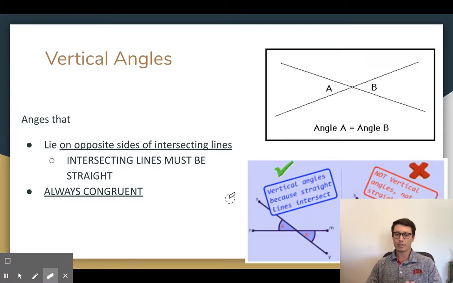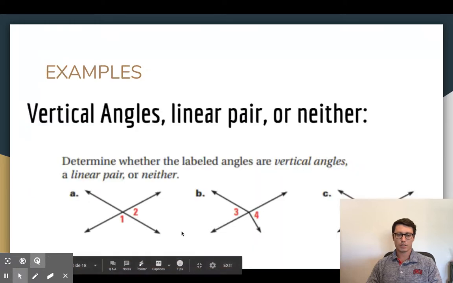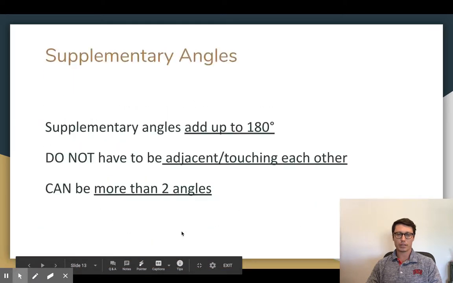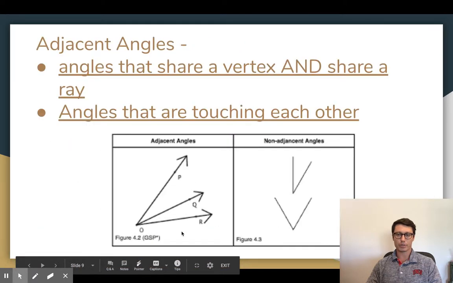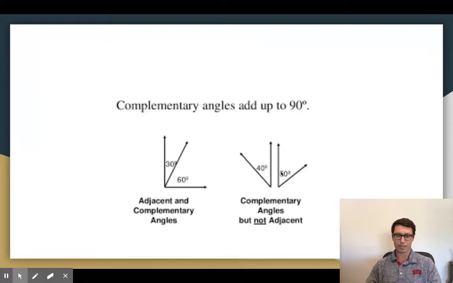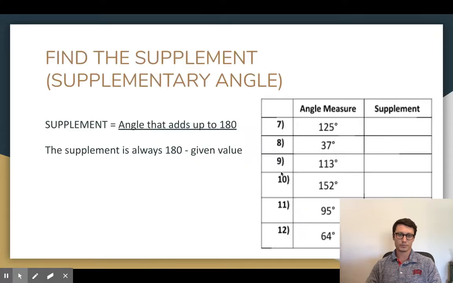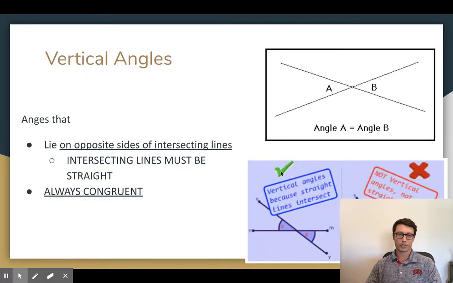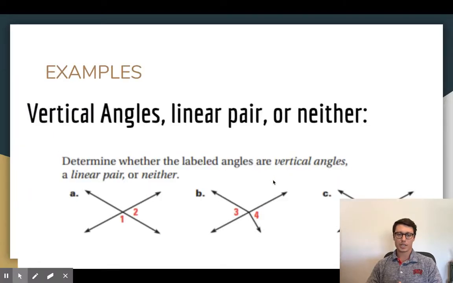Okay, and if you think about it, we learned that previously when we were up here. They're across from each other. They're equal to each other. They are the same. Where are we at now? Vertical angles. Okay, so next we got some examples.